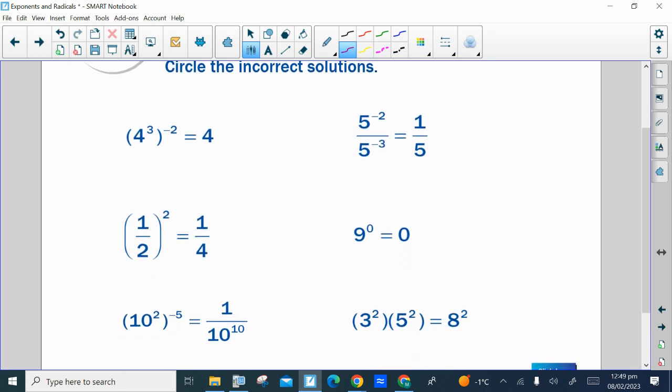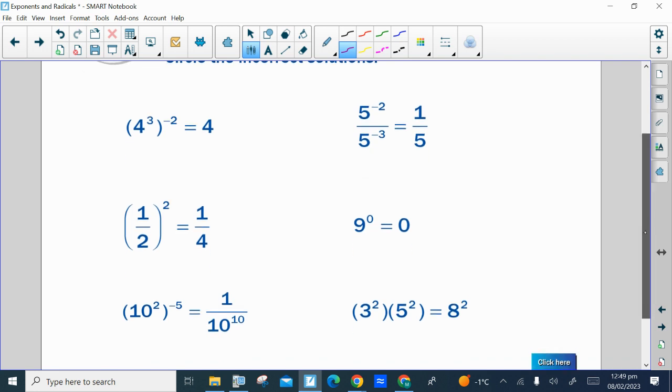Take a minute. Look at this slide. Circle the ones that are incorrect.